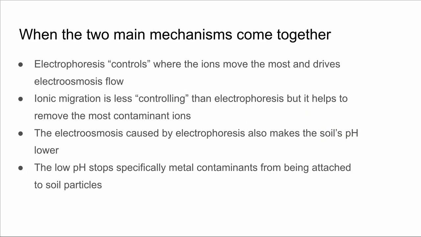The two main mechanisms I discussed come together to make the electrolytic process work. Electrophoresis in a way dictates where the ions move the most, and it drives the most electroosmosis flow. Ionic migration dictates less than electrophoresis, but it removes the most contaminant ions since it makes them migrate. Electroosmosis also lowers the soil's pH, and a low pH is quite helpful as it prevents metal from attaching to soil particles. Now we're moving on to some extra information on electroosmosis.